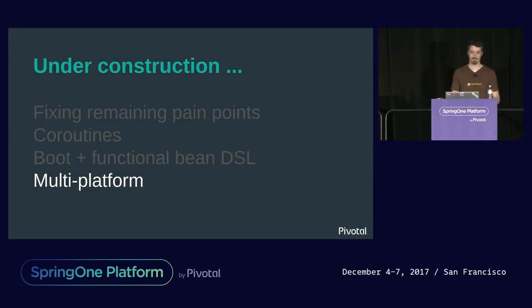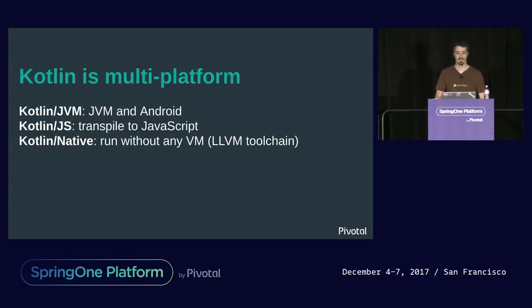And the last topic is even more silly. That's multiplatform support. Kotlin has first-class support for the JVM, and that's very, very nice. And they still provide, and they will continue to provide, first-class support for the JVM and for Android.